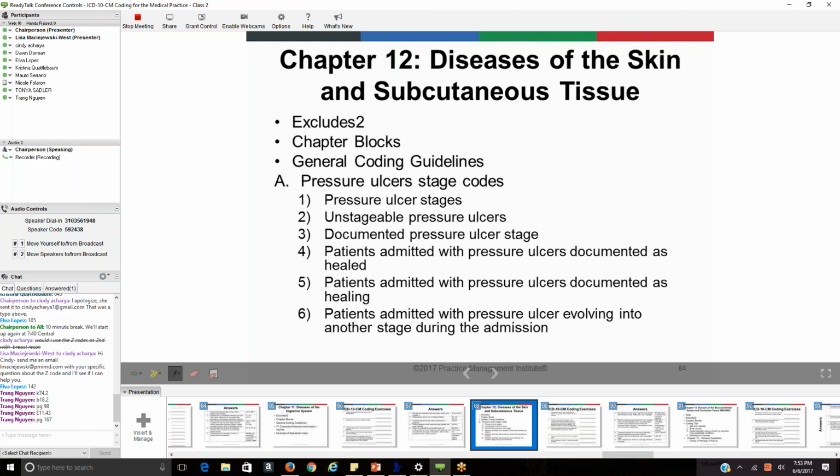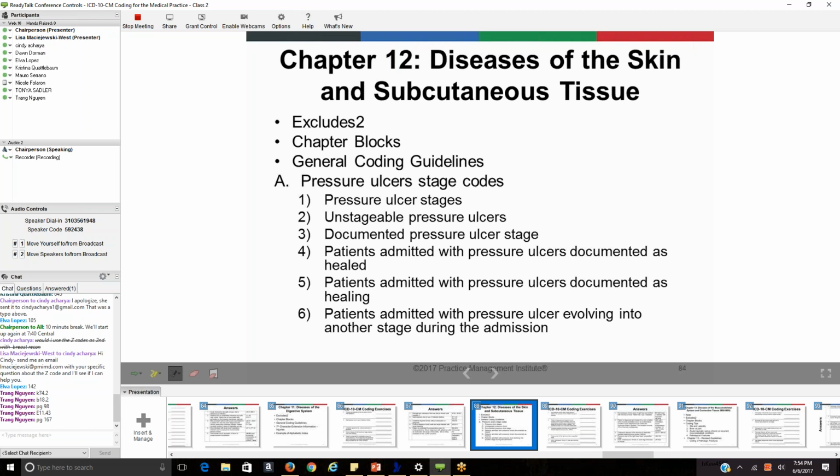So first of all, you have codes from category L89. This is on page 72 of your workbook at the bottom of the page. Pressure ulcers are combination codes that identify the site and the stage of the pressure ulcer. They're staged from 1 to 4, with 1 being the least severe and 4 being the most severe. There are occasionally times when you would assign an unstageable pressure ulcer, number 2.